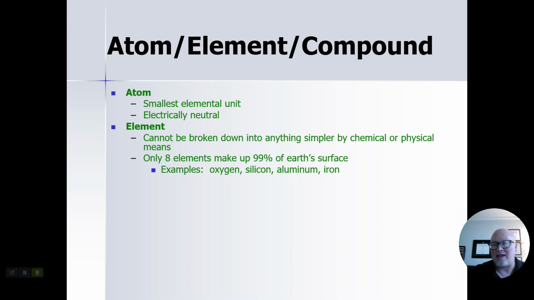Normal hydrogen doesn't have any neutrons in it. So they cannot be broken down into anything simpler by chemical or physical means. You can break it down by nuclear means, but then you don't have that element anymore. There are 8 elements that make up about 99% of the Earth's surface: oxygen, silicon, aluminum, and iron. Oxygen is the most abundant element in Earth's crust.